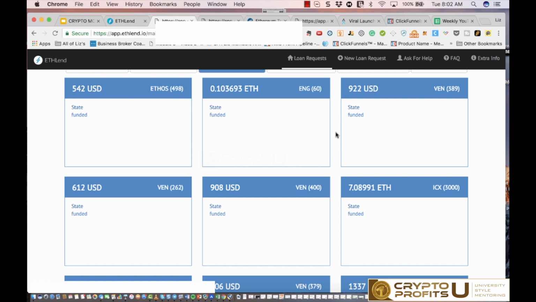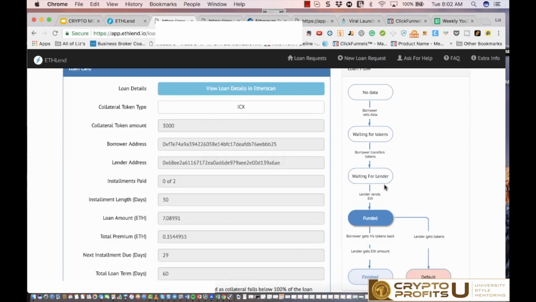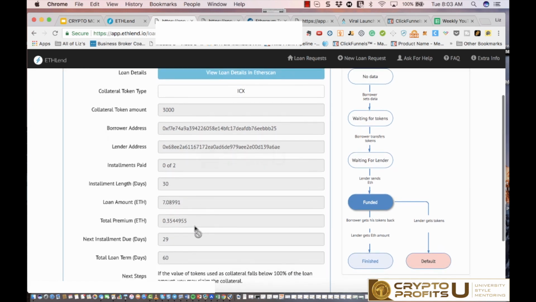I was actually looking to do Dragon before I started this because it was just a thought. I knew I had a bunch. So this is 3,000 ICX for 7 Ethereum. I've got approximately 1,500 ICX. So this is 60 days, 7 Ethereum, paying 0.35. So let's see if I can figure out the math on this one. Probably not. I can tell you guys that.